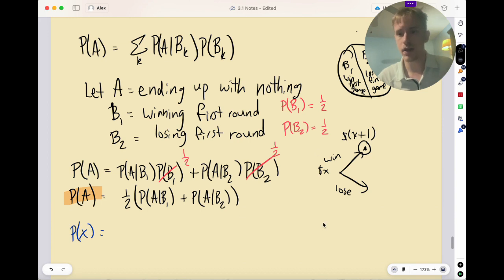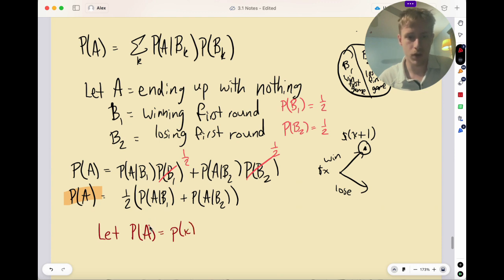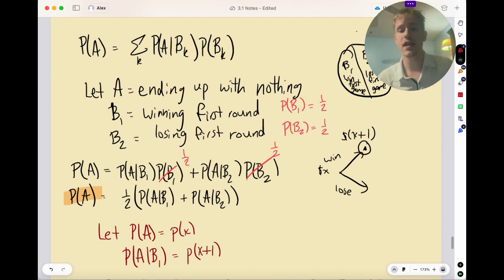So I guess really what I should say is we're going to let P of A be defined as a function of X. And we're also going to let the probability of A, given that you just won, be the same as the probability depending on X plus 1. It's going to be a function not of X dollars, which is your starting amount, but at this point, your starting amount is actually X plus $1 since you just won.